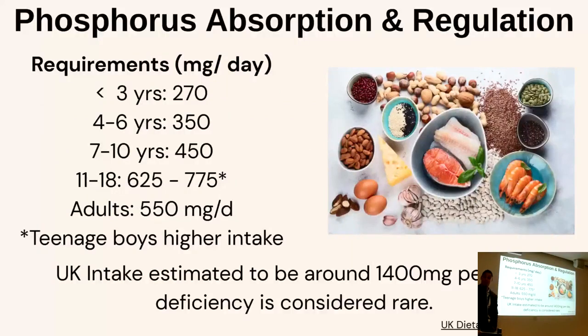In terms of requirements, you can see it is dependent on your age. And again, as we grow, there's a demand for it, right? Teenage boys need more than teenage girls. They grow higher, or rather they grow taller. Adults, both men and women, slightly lower intake from here, but you can see UK estimates for consuming around about 1.4 grams a day. So we need, say, almost a third of that.